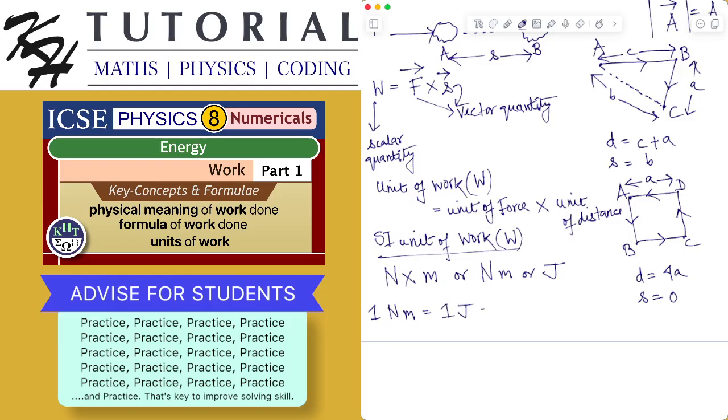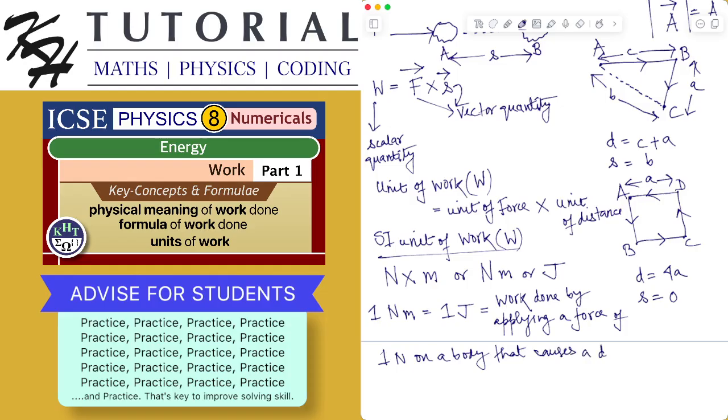Now what exactly is 1 Newton meter? It is the work done by applying a force of 1 Newton on a body that causes a displacement of 1 meter in the direction of the applied force.